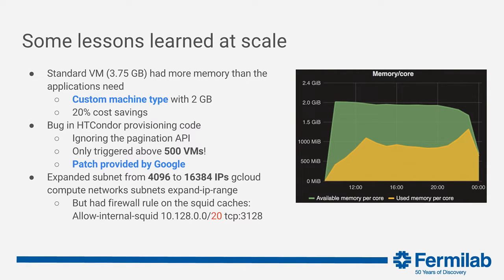Michael talked about the custom machine types. We started out with a standard machine type. That's more than we needed. We trimmed it down, and it was extremely easy to do so. And that was a 20% cost savings.